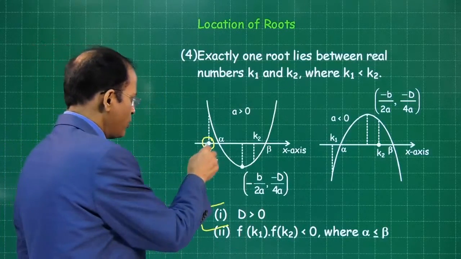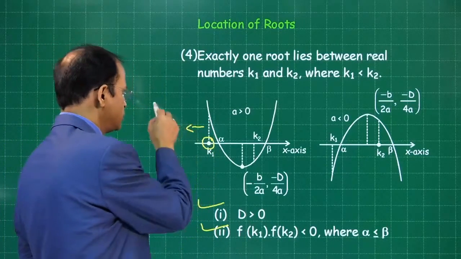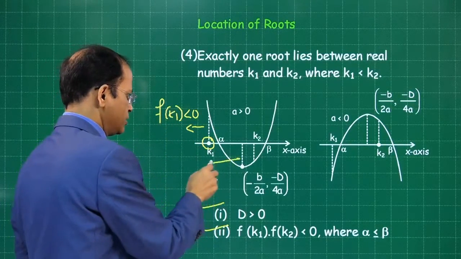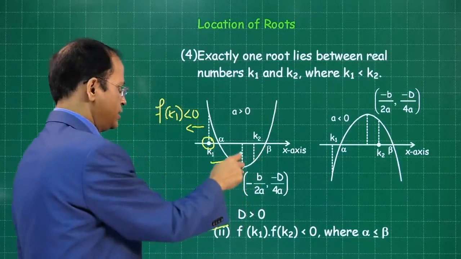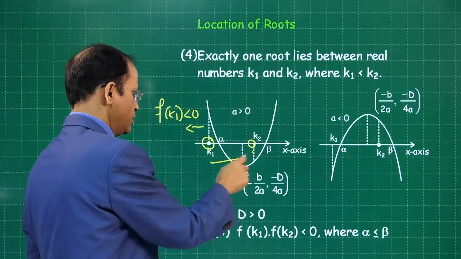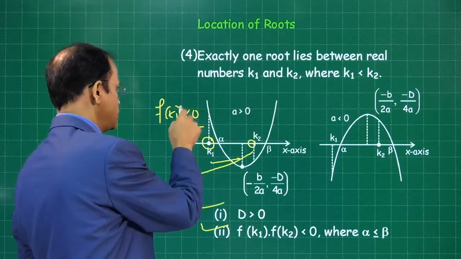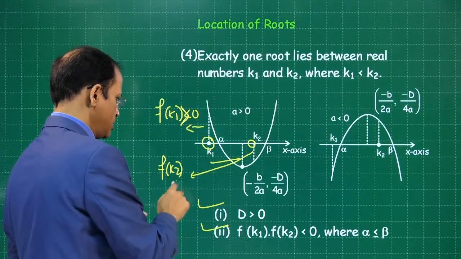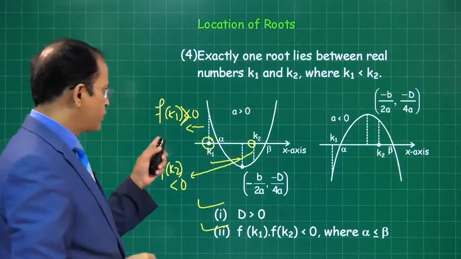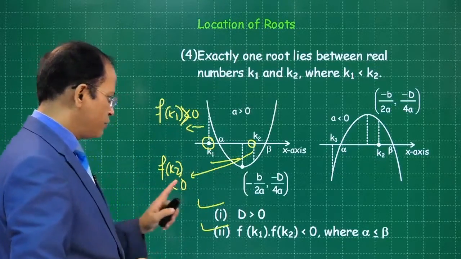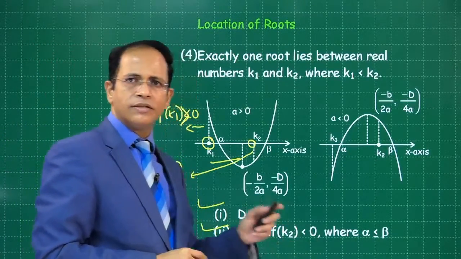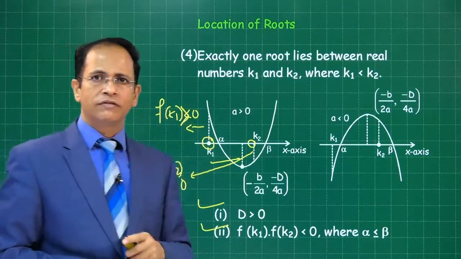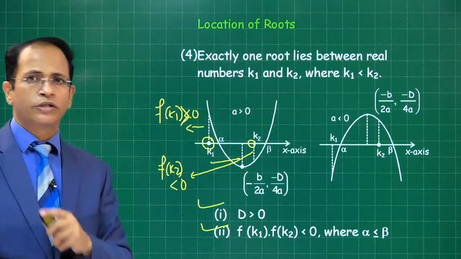See, for k1, the corresponding y will be what? As I told you, f of k1 is less than 0. For this k2, this is greater than 0, sorry, f of k2 is what? This is less than 0, fine. So f of k1 is greater than 0, f of k2 is less than 0. If you multiply positive into negative, it becomes less than 0. So this is one condition. When this type of thing happens, two numbers have been given. It's a very, very important topic.